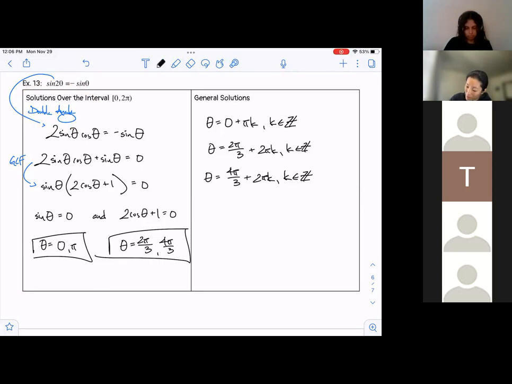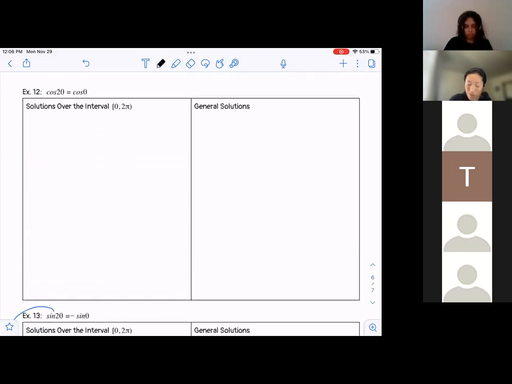All right, let's go back to example 12 here, all right? So we've got cosine 2 theta equals cosine theta. What are our thoughts? Cosine double, yeah, for sure. Now, here's the problem with the cosine double, though. We have 3 options. We have 3 options for the cosine double angle. How do I know which one to use?